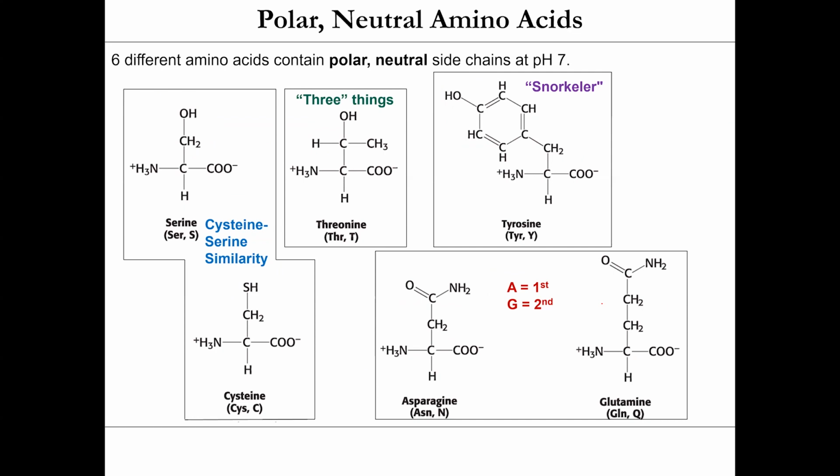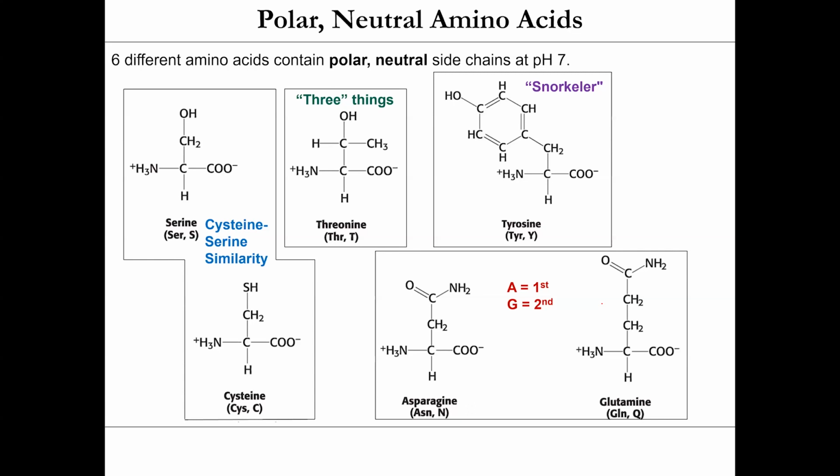All right, so those are the 6 different amino acids that contain polar side chains that are neutral at pH 7. So I like to remember cysteine and serine sort of together because they're similar. Cysteine has a hydroxyl group. Serine has a thiol group. Threonine, I like to think of 3 things: the OH, a CH, and then a CH3. There's tyrosine as the snorkeler. It sort of looks like it's snorkeling, if that helps you remember it at all.